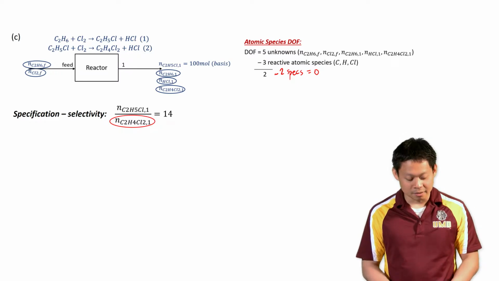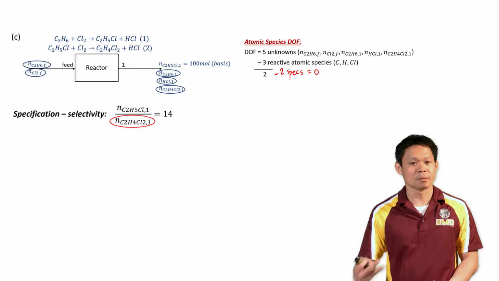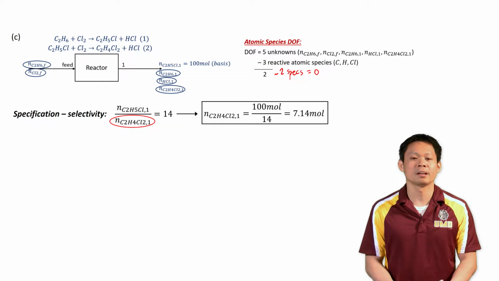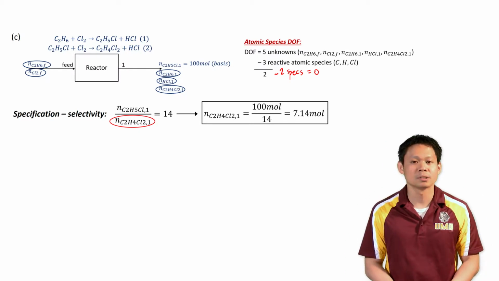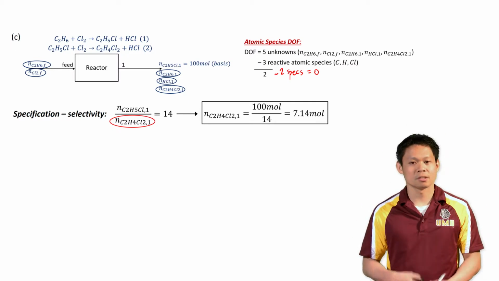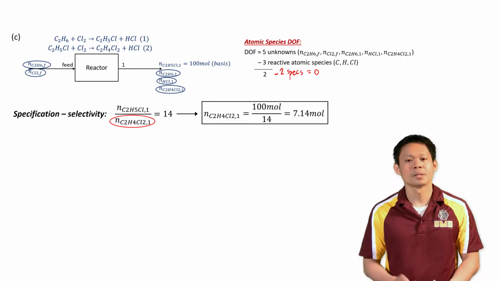If you look at the selectivity spec, we actually only have 1 unknown in there, which is the number of moles of our undesired product, because we have to pick the basis of 100 moles of desired product. So from here, we can calculate the number of moles of undesired product, and it's 7.14 moles. Like I said, in general, what I like to do is look at the specifications first because they're generally easier and most likely to be able to solve for right away.